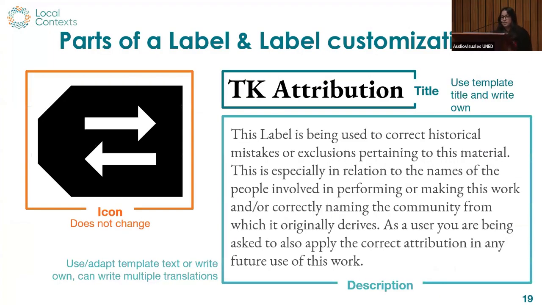So just like the notices, there are three parts to a label. Each label comes with template text that we have developed as a starting place for communities, but the title and the description are completely customizable by communities. The only thing that is not able to change are the icons. Again, the icons are a quick visual identifier to be able to know what is being said, or would like to be said, for these items.